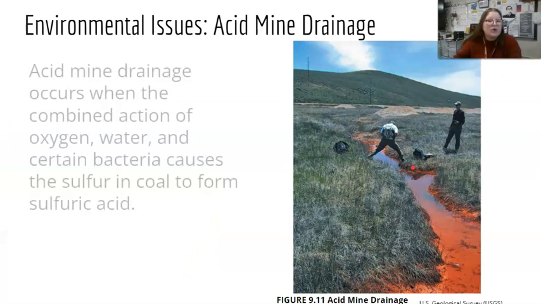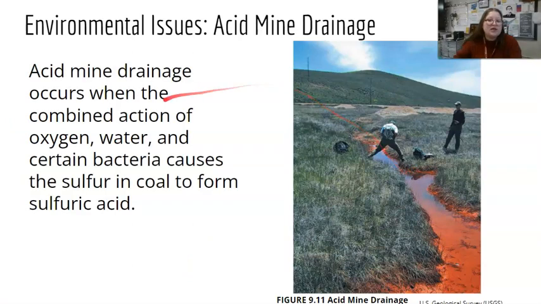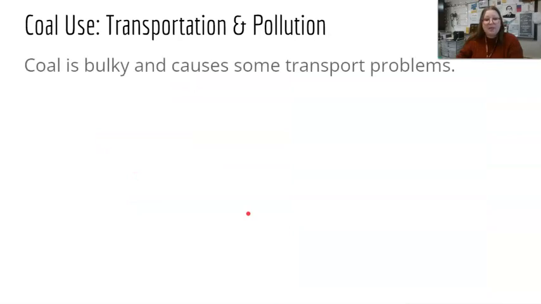And then one of the last issues that we're going to talk about with mining specifically is acid mine drainage. So acid mine drainage occurs when the combined action of oxygen, water, and then bacteria causes sulfur in coal to form sulfuric acid. Sulfuric acid is not something that we want to mess with or deal with, but it's what happens when we're mining for coal. There is sulfur in coal that's released, and it reacts with that oxygen, water, and some bacteria to create sulfuric acid.